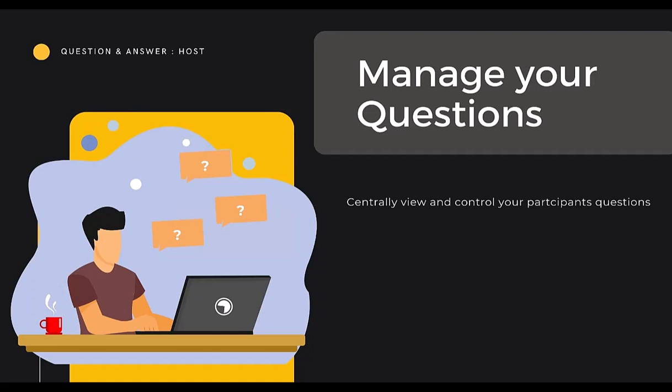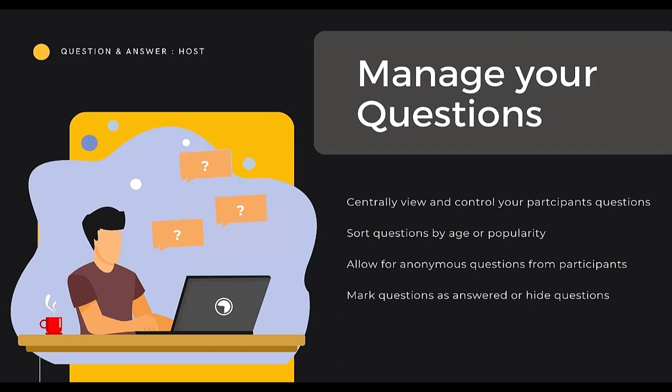This gives you a central interface to view and manage questions. It gives you sort functionality for new, old, and popular questions. And the feature allows you to activate anonymous questions, which encourages engagement when discussing sensitive issues. Hide questions that are irrelevant and mark off questions as you answer them. Filter large question sets by answered versus unanswered to ensure you address all questions. Using the Q&A feature is simply a no-brainer.